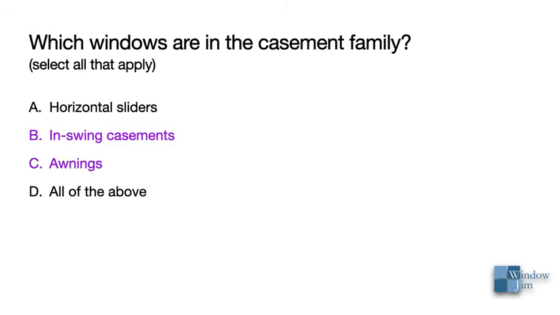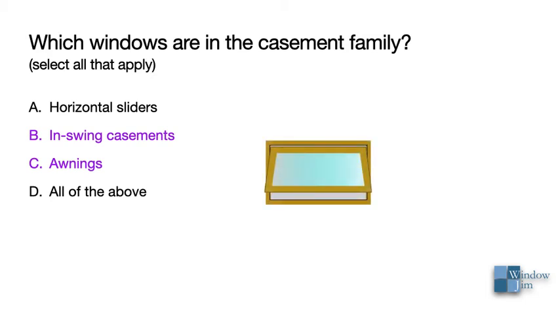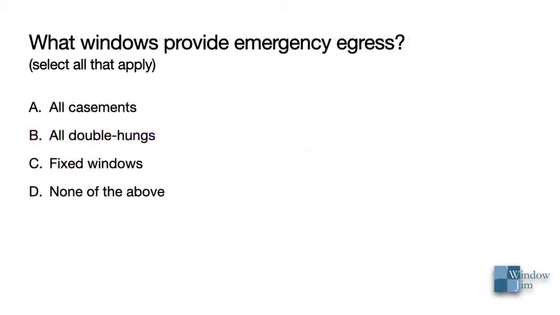I hope you chose B and C. Obviously, in-swing casements are a part of the casement family, as well as awnings because they have a very similar structure and mechanics. Horizontal sliders are related to double hungs, but are not related to casements. None of the above. Only windows that operate and qualify in clear opening size can be considered for egress windows.